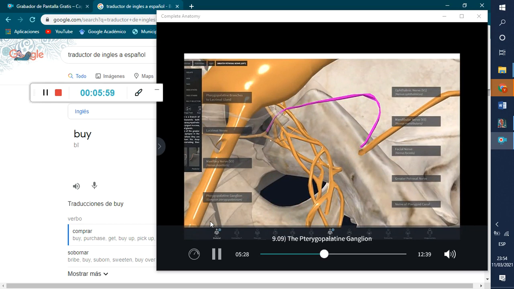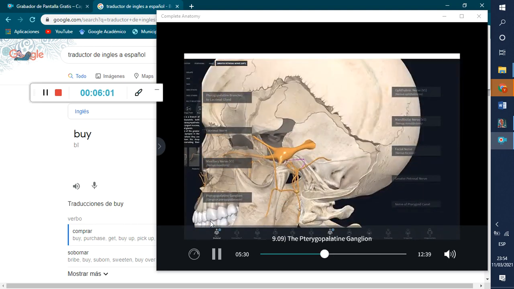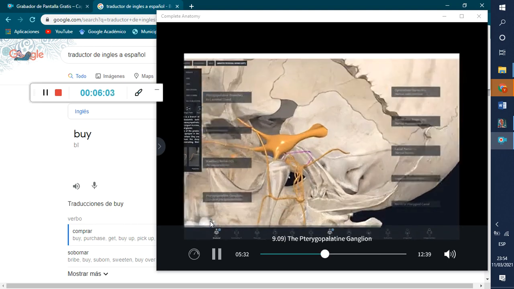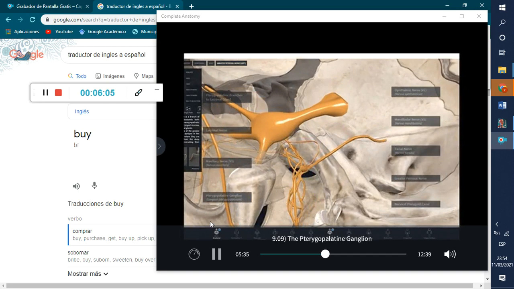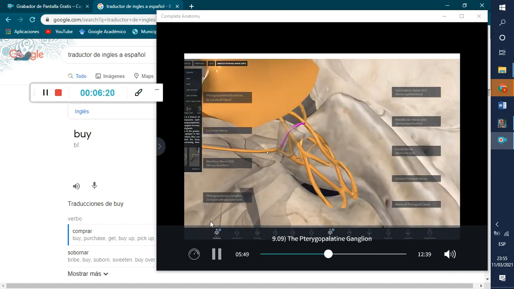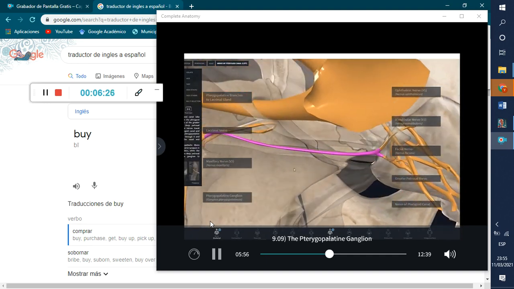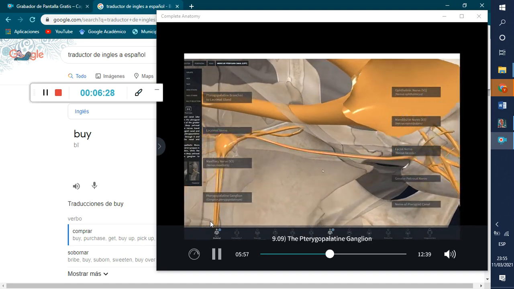So the deep petrosal nerve will actually come from the superior cervical ganglion ultimately, and it will carry postsynaptic sympathetic fibers. The greater petrosal nerve, as it comes from cranial nerve 7, will carry with it these fibers that will also have parasympathetics heading for the pterygopalatine ganglion. The merging of the greater petrosal nerve and the deep petrosal nerve leads to the formation of the Vidian nerve, which is also called the nerve of the pterygoid canal.